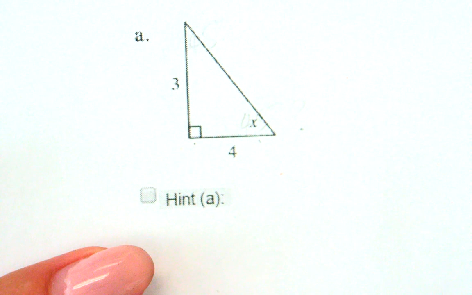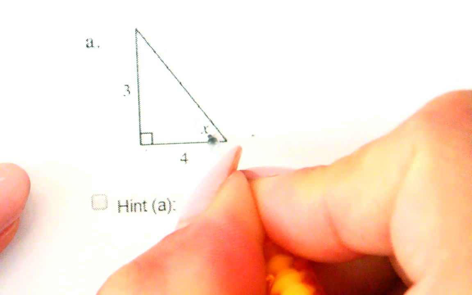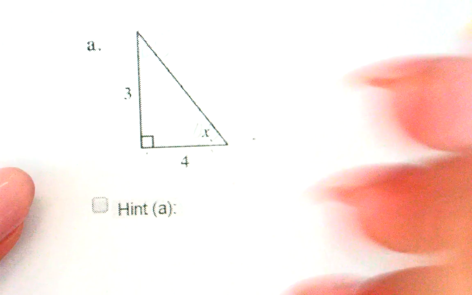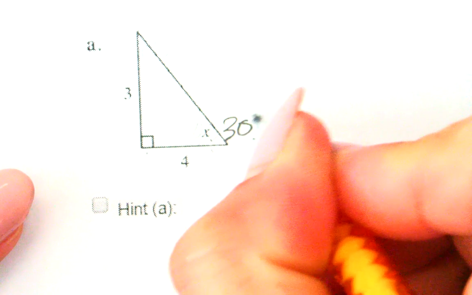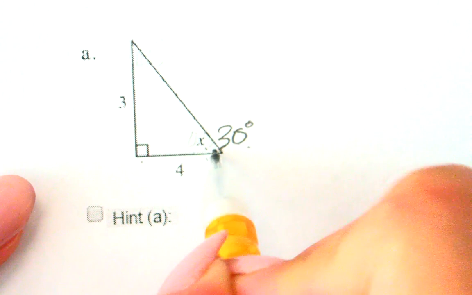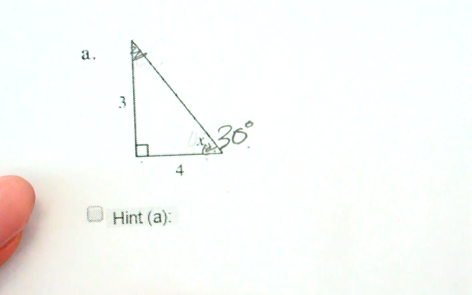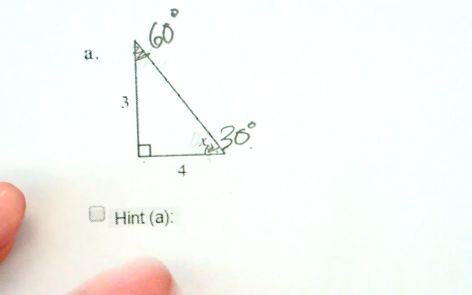Let's say it's less than, I suppose. Let's say it was 30 degrees, less than 45. Okay, well, if that's 30 degrees, then this one over here must be, what is 90 minus 30? Oh, 60, right? So let's say 60.